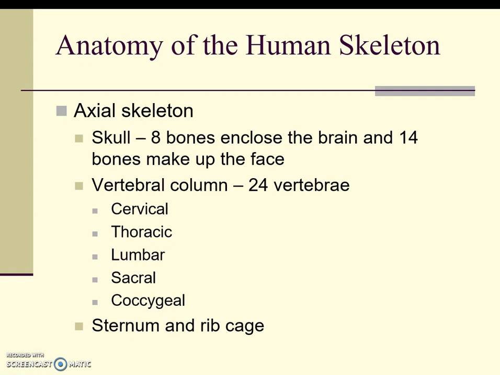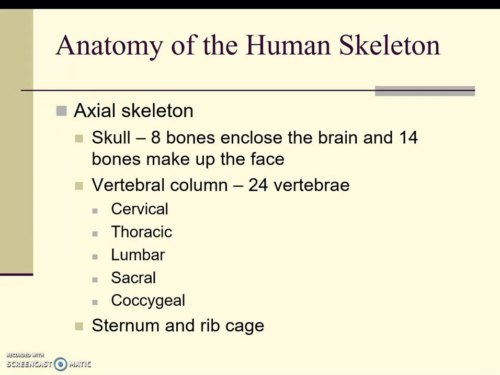Just remember the analogy of breakfast, lunch, and dinner. So there's 7 cervical vertebrae, 12 thoracic vertebrae, and 5 lumbar vertebrae. That's important. You should definitely know that there are 7, 12, and 5. And then a lot of times the sacral vertebrae are just called the sacrum, which is fused to the hip bones. And the coccygeal vertebrae are usually just called the coccyx, which is the tailbone.